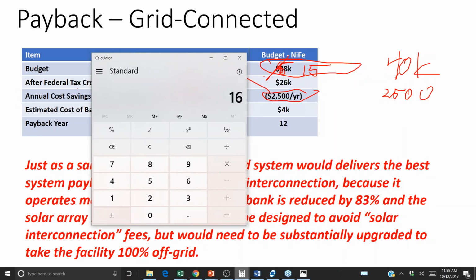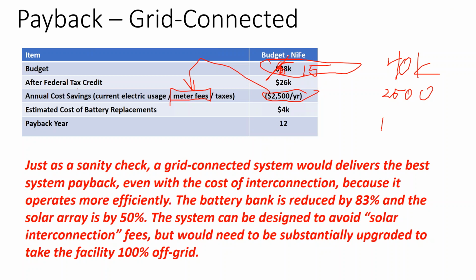$40,000 divided by 2.5, for him it would have been around a 16-year payback. But then again, he's not using his batteries on a daily basis, so he's not going to have to replace his batteries at year 12, year 15. Over the long haul, for this customer, it would have been more cost effective for him to pay the grid interconnection costs, even though they were so large, and interconnect to the grid.